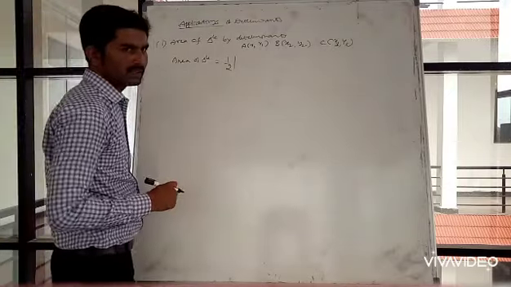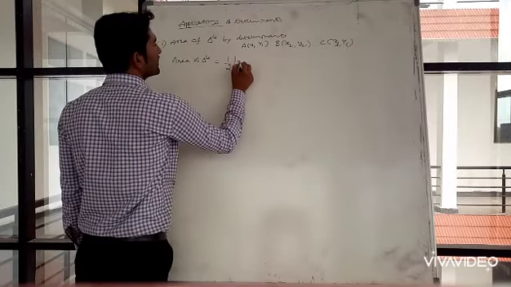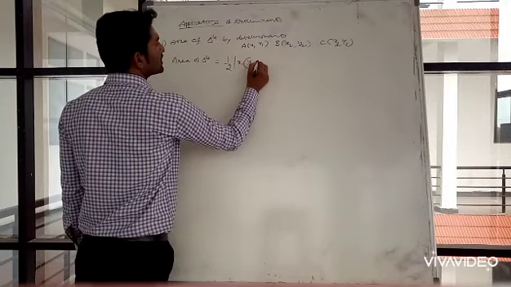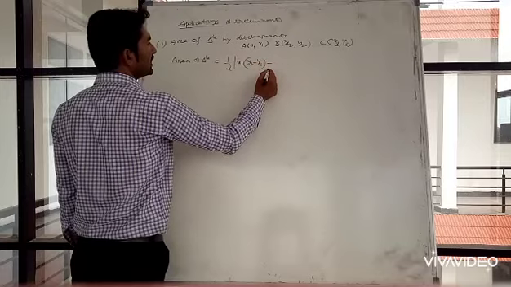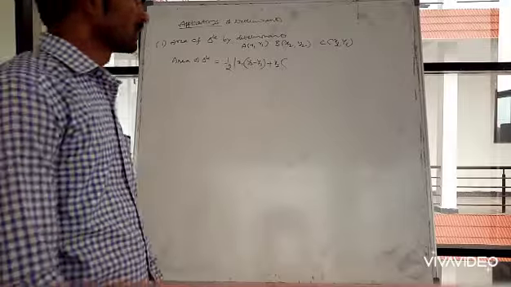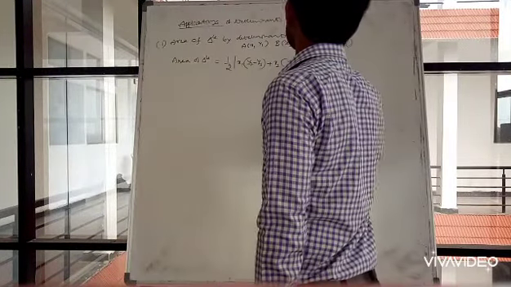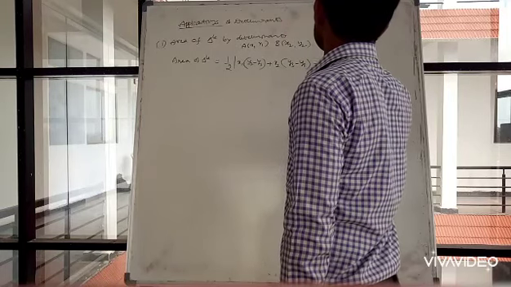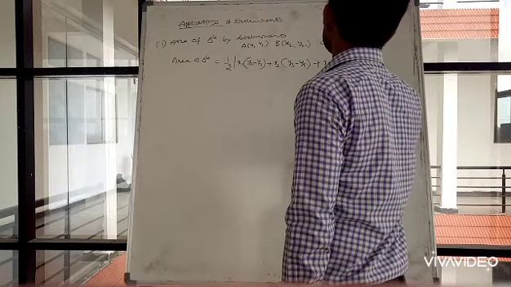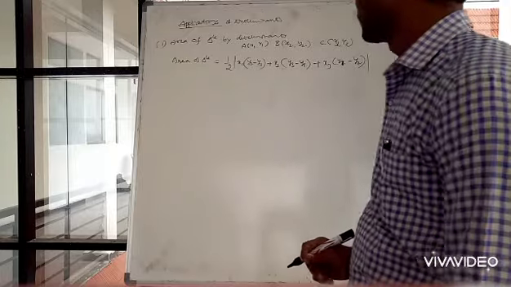Then how to find the area of the triangle? That formula is 1 by 2 x1 into (y2 minus y3), which we studied already in geometry, plus x2 into (y3 minus y1), plus x3 into (y1 minus y2). This is the formula we studied in geometry last year.